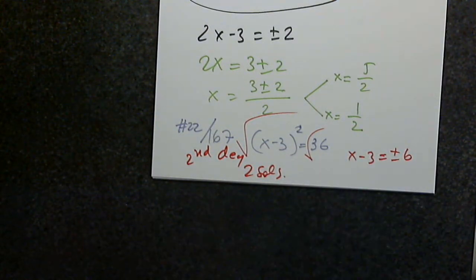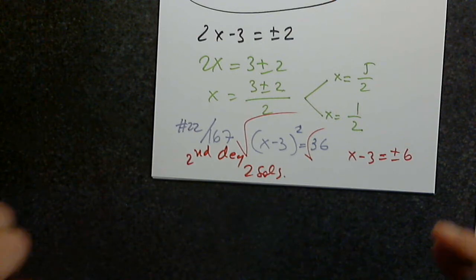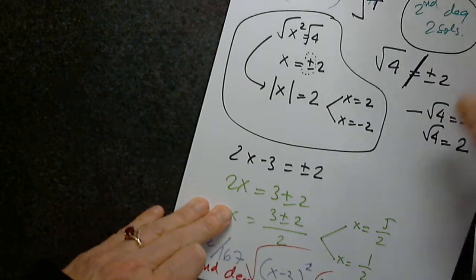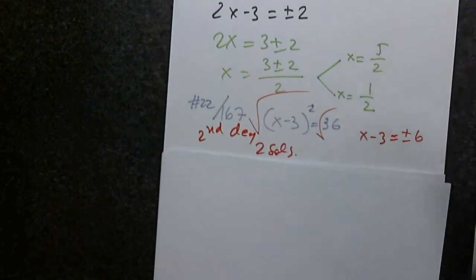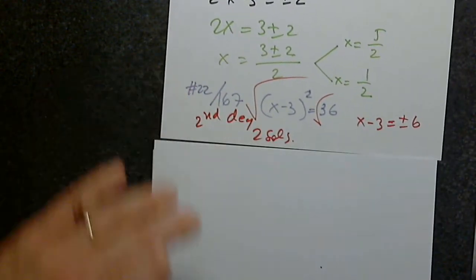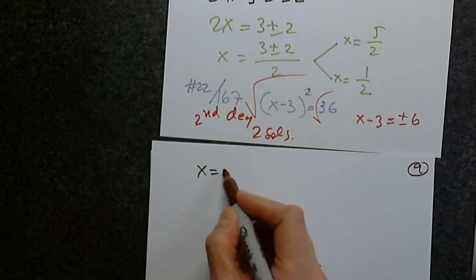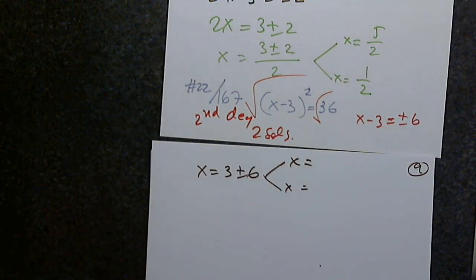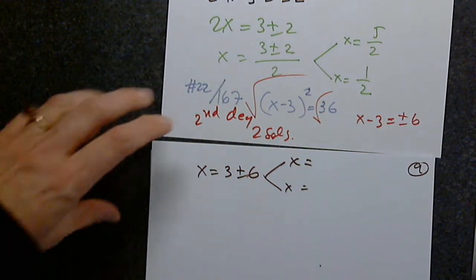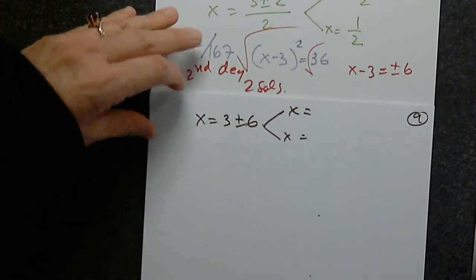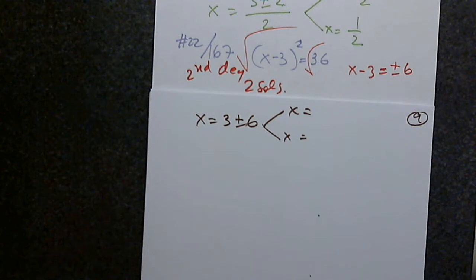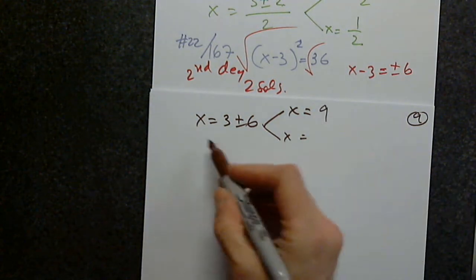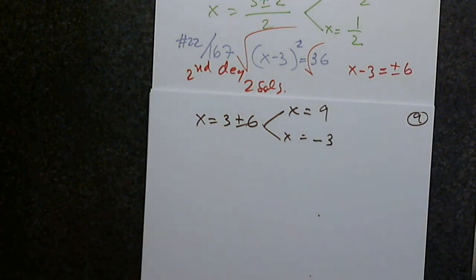I have a question. Can we separate it like that? Like, can we do x minus 3 equals positive 6, x minus 3 equals negative 6? Yes, but I don't recommend it because the easiest method is x equals 3 plus or minus 6, and now you separate it. Otherwise you have to solve 2 different equations instead of solving 1. But yes, you can. But I recommend this. So 3 plus 6 is, and 3 minus 6 is, that's it.